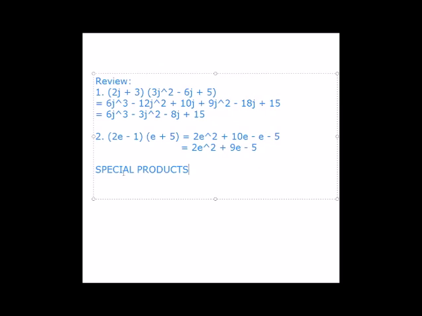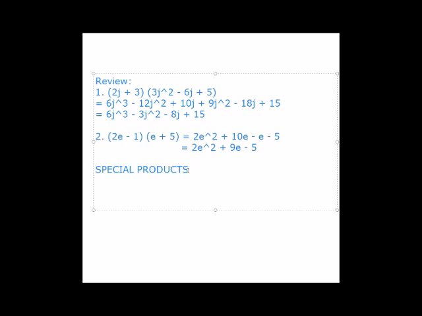Okay, now for today, we will be dealing more with finding squares of sums and differences. So we will have it one by one. But overall, if we still have time later, then we can also tackle the product of a sum and difference. Okay? So recall that from example number 2, 2e minus 1 and e plus 5, we have the final answer 2e squared plus 9e minus 5.